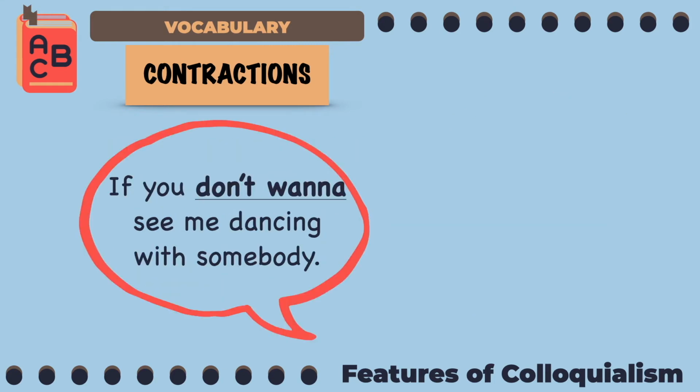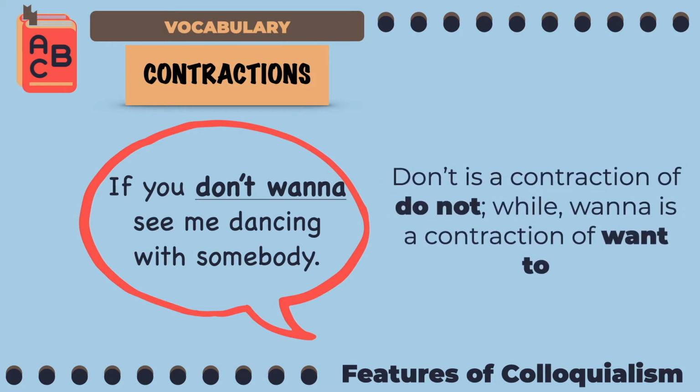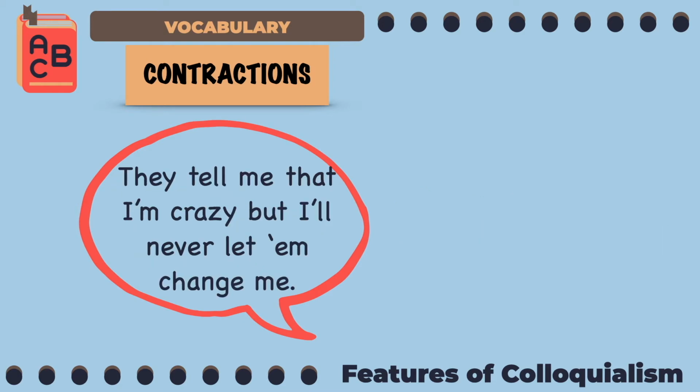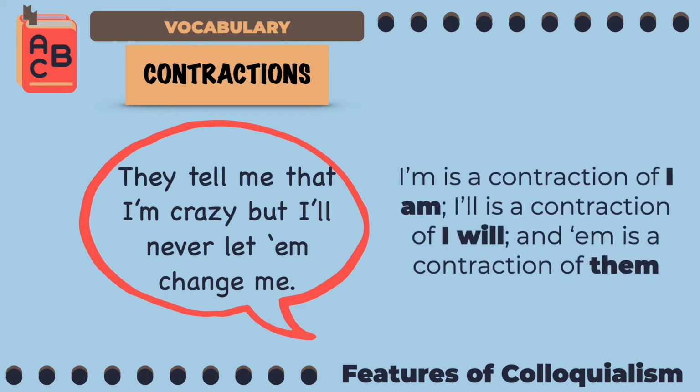Here is a sample sentence with contractions. If you don't wanna see me dancing with somebody. In this sentence, the contraction is the word don't wanna. Don't is a contraction of do not, while wanna is a contraction of want to. They tell me that I'm crazy, but I'll never let them change me. In this sentence, the contractions are the words I'm, I'll, and 'em. I'm is a contraction of I am, I'll is a contraction of I will, and 'em is a contraction of them.